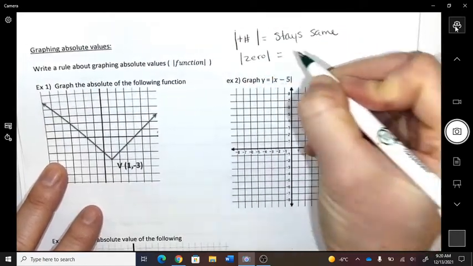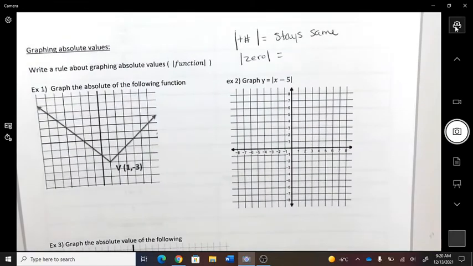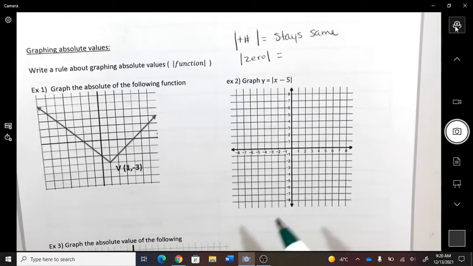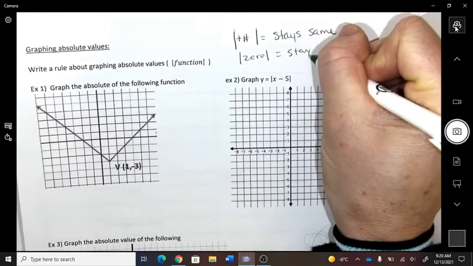What do you think would happen if I absolute value 0? We haven't really talked about this one. Any predictions? What would happen with the absolute value of 0? What's the magnitude of that? Still 0.